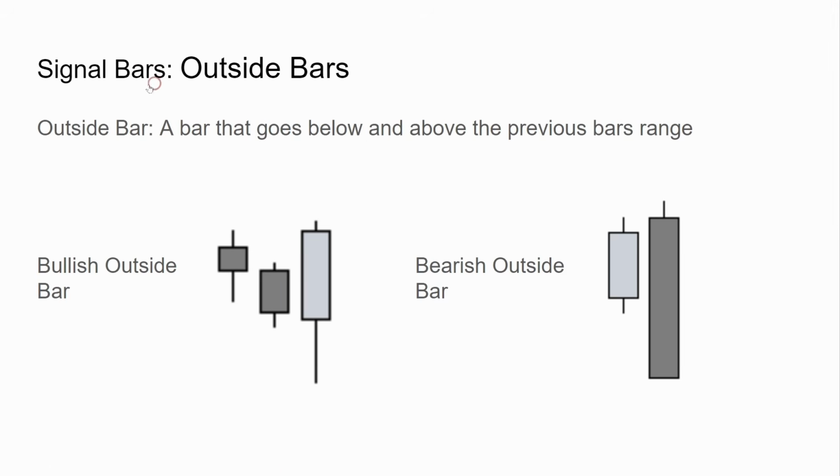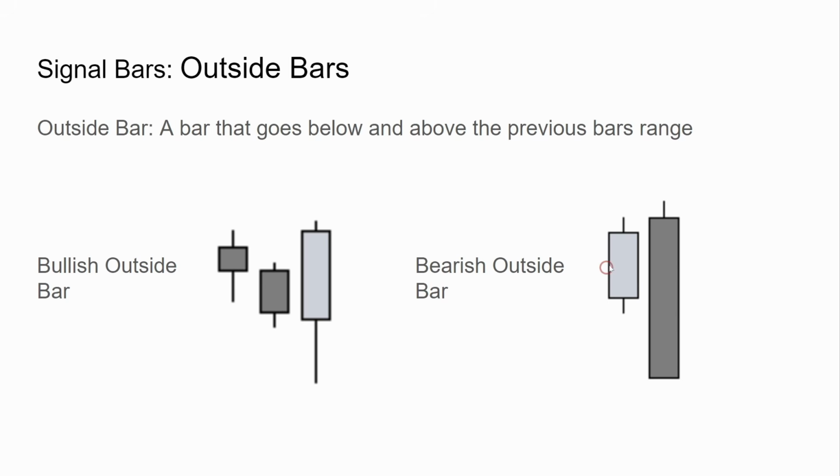Signal bar is outside bar. An outside bar is a bar that goes below and above the previous bar's range. This is a bullish outside bar. If we look at this bar in the middle, the bears came down below and the bulls went up top. So the bears get filled at the lows and bulls get filled at the highs, and that creates a range-bound environment. Outside bars can be range bound. So it went below the prior bar and above the prior bar.